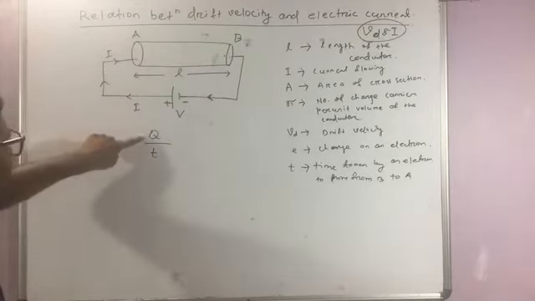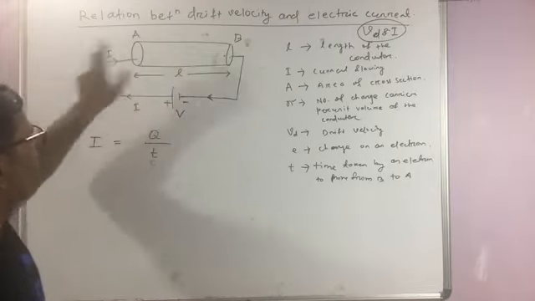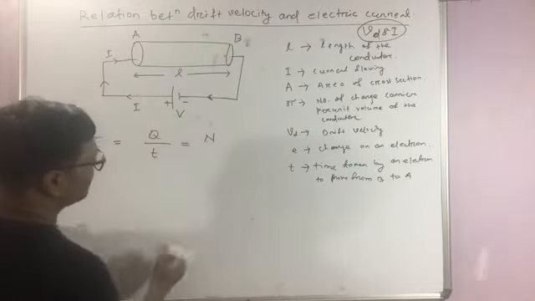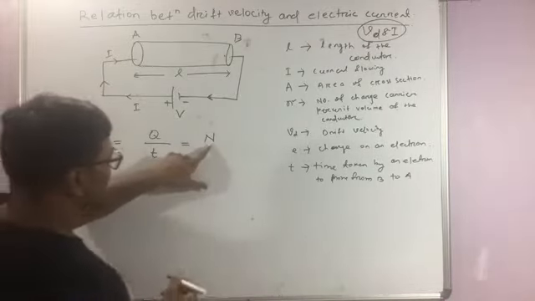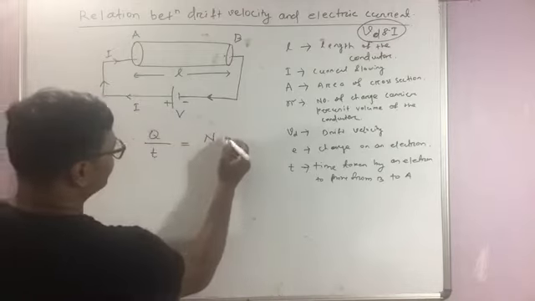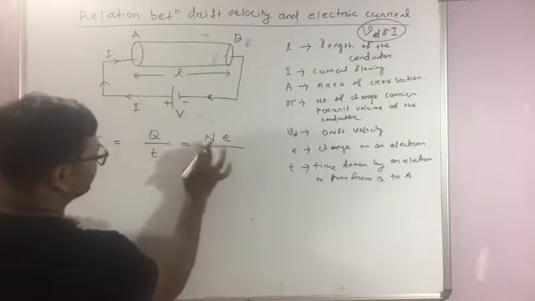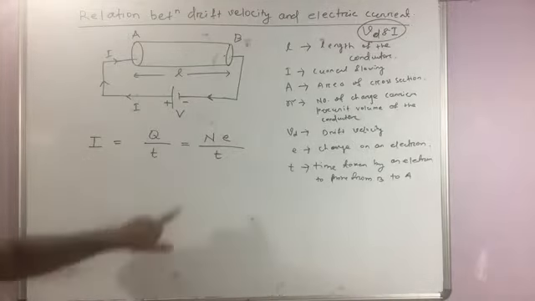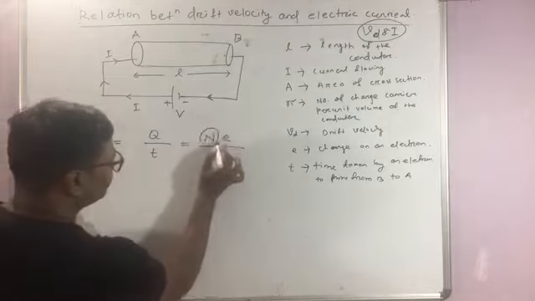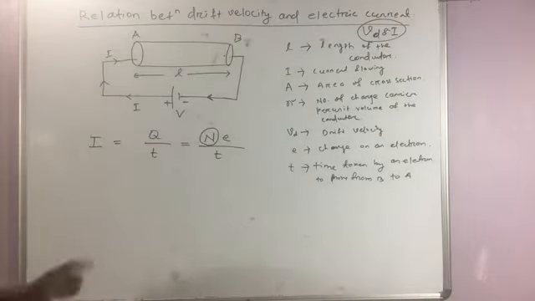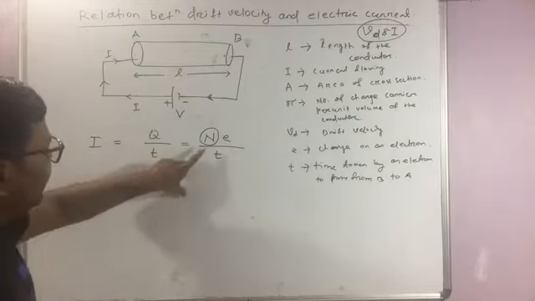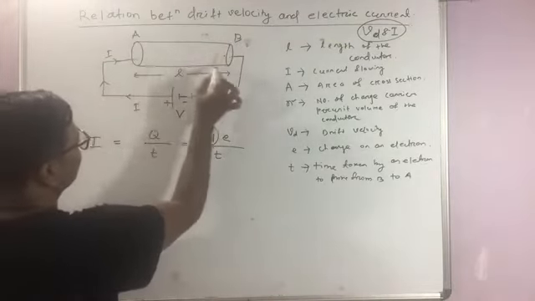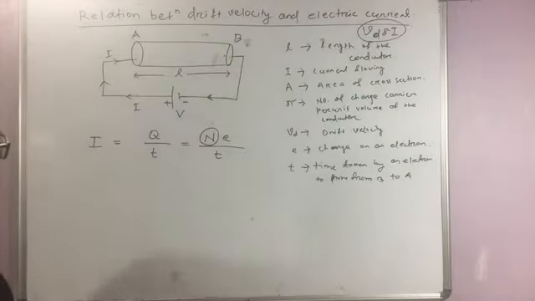So the total number of charges flowing from this end to this end: if the total number of electrons is N and the charge on an electron is e, then the total charge will be N into e, and N e by t will be your current. Now let us understand this N. What is N? N is the total number of charges present inside this conductor. Why so? Try to understand.